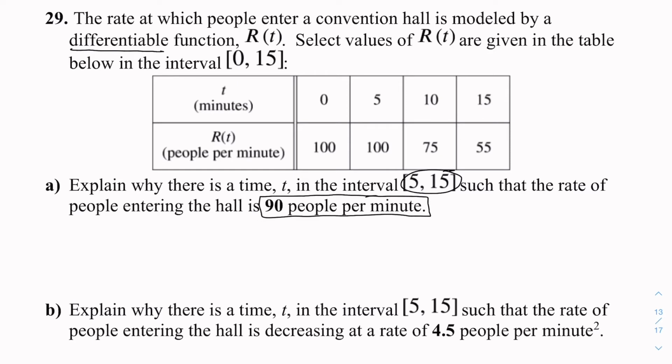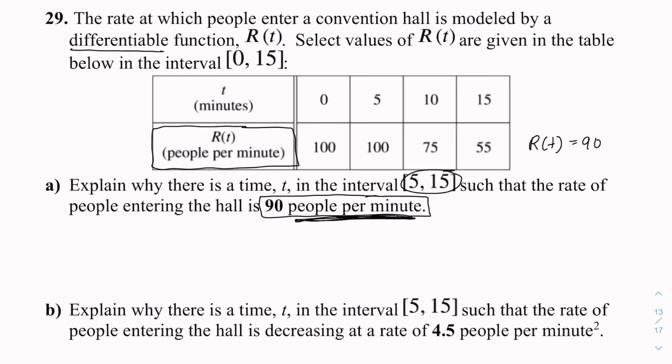So immediately you might be thinking, ooh, people per minute, that sounds like slope language. So your mind might go to the MVT because it deals with slopes. But I want to caution you. See how they're giving us R of t is already measured in people per minute? So we're not actually taking the slope of the function that's given. We're just finding where R of t has to equal 90.